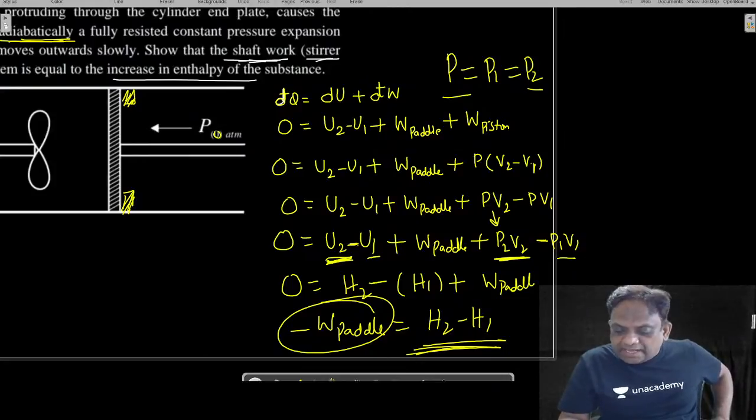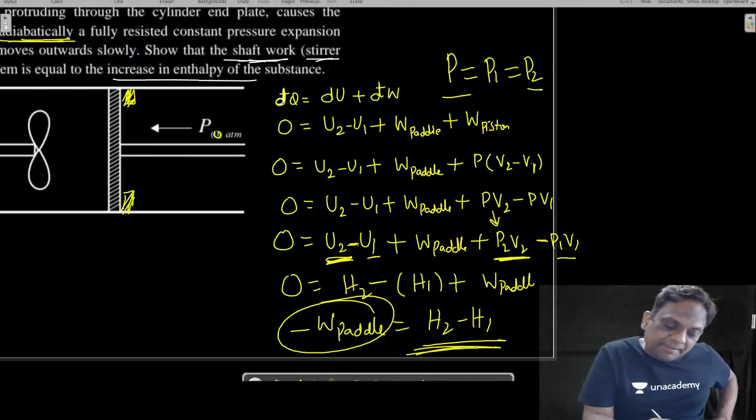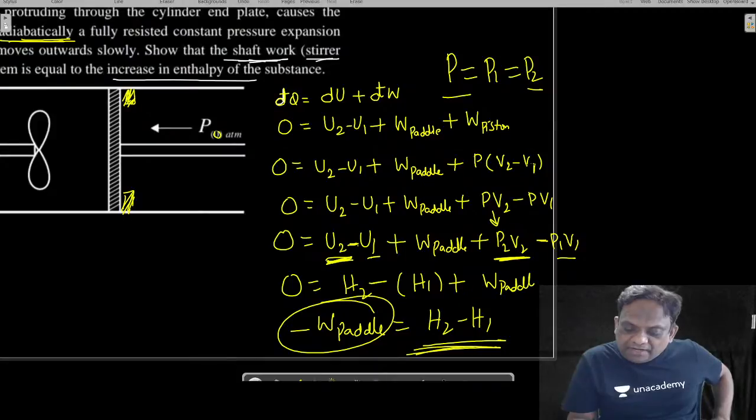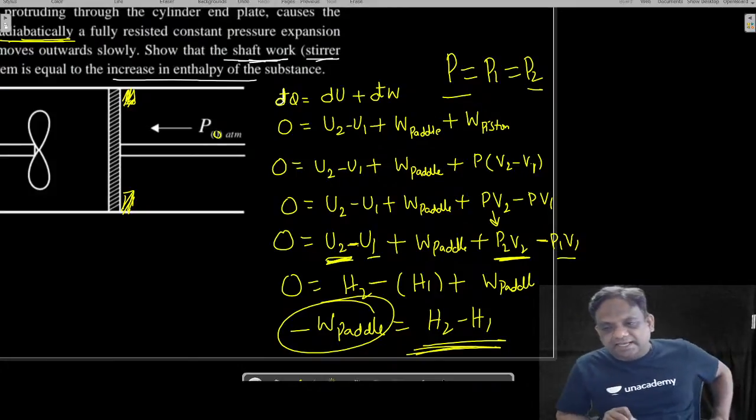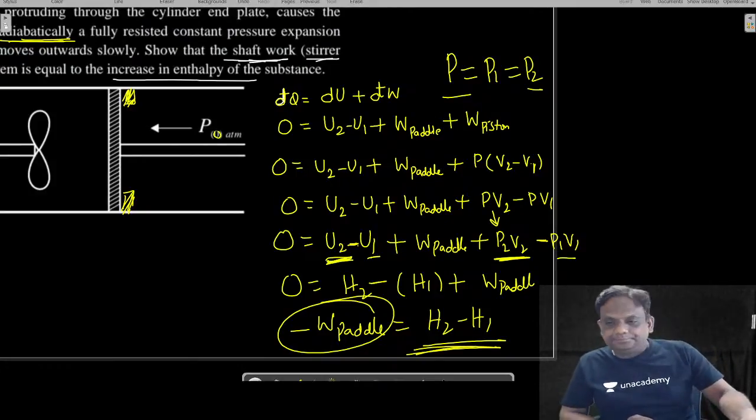So ये work zero हो जाएगा, क्योंकि when the piston is locked, the piston cannot move. So initial volume, final volumes are same. When they are same, this will be zero. So therefore, paddle wheel work is equal to what? Change in internal energy. Are we clear?